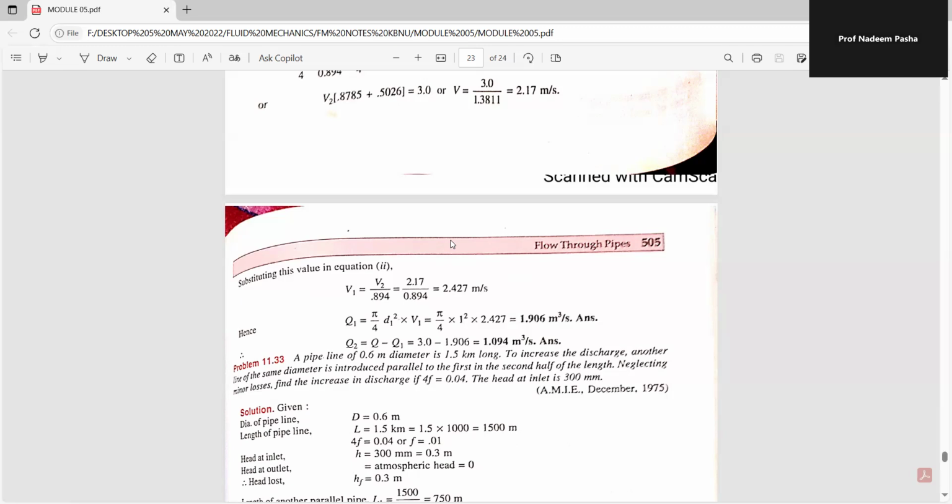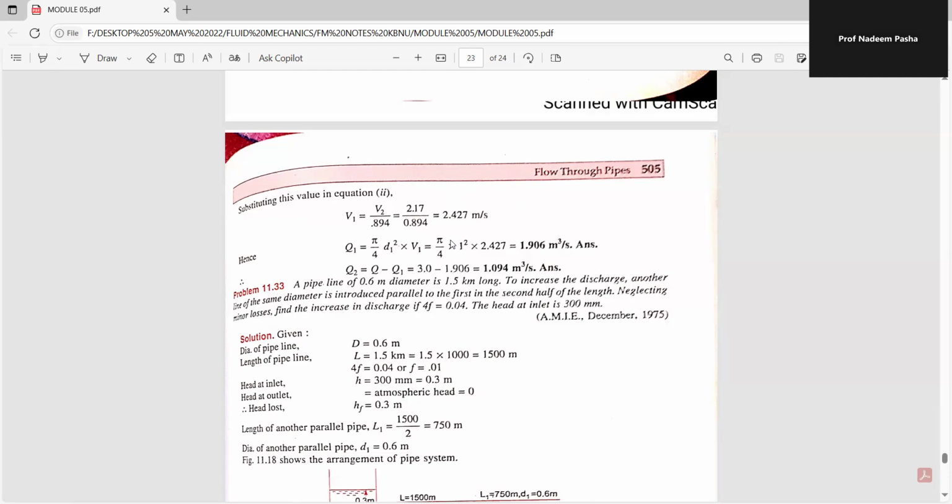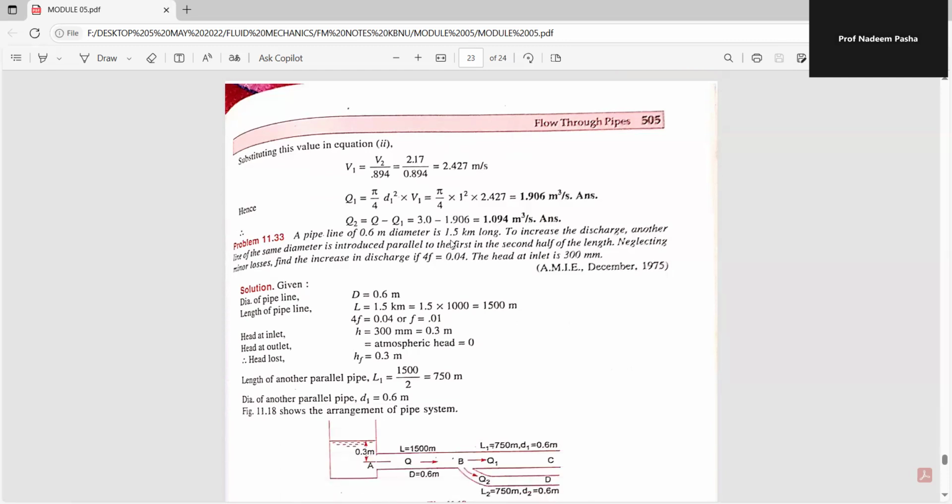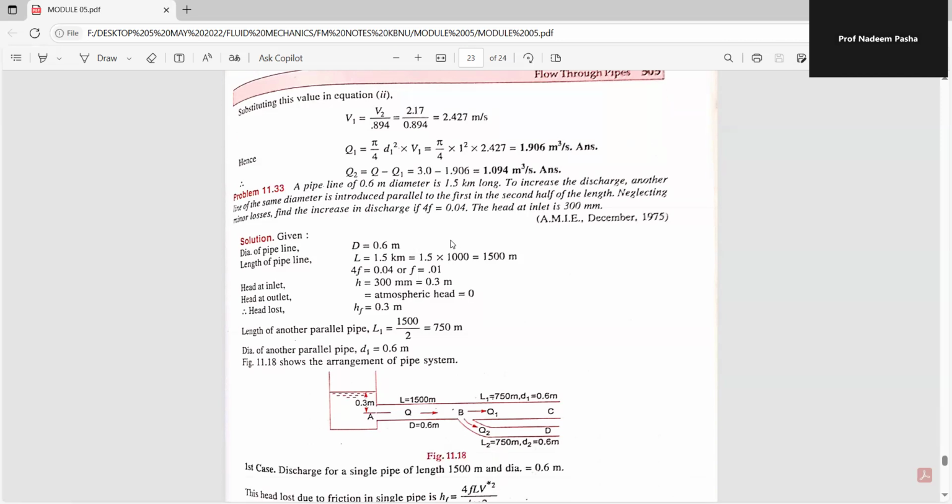To increase the discharge, another line of the same diameter is introduced parallel to the first in the second half of the length. Neglecting minor losses, find the increase in discharge if 4F is equal to 0.04 and the head at the inlet is 300 mm. Before going to solve this problem, the rough sketch is very important. In the first case, we find the discharge for a single pipe of length 1500 meter and diameter 0.6 meter.